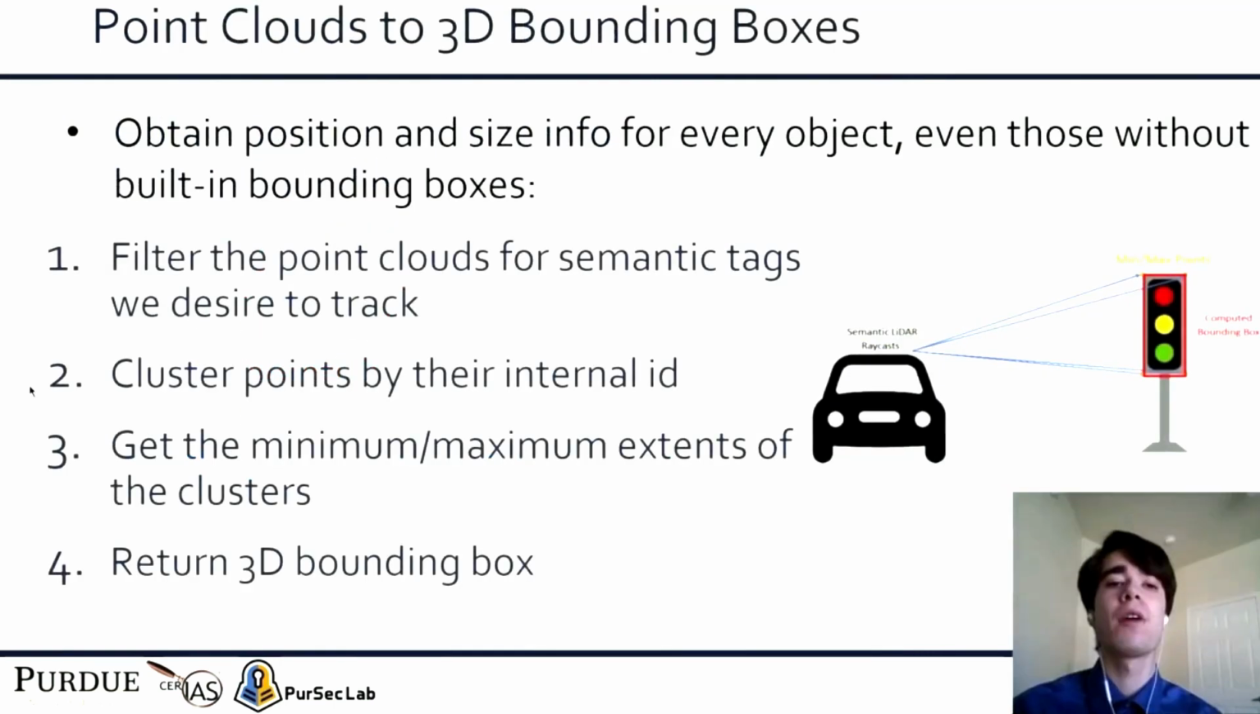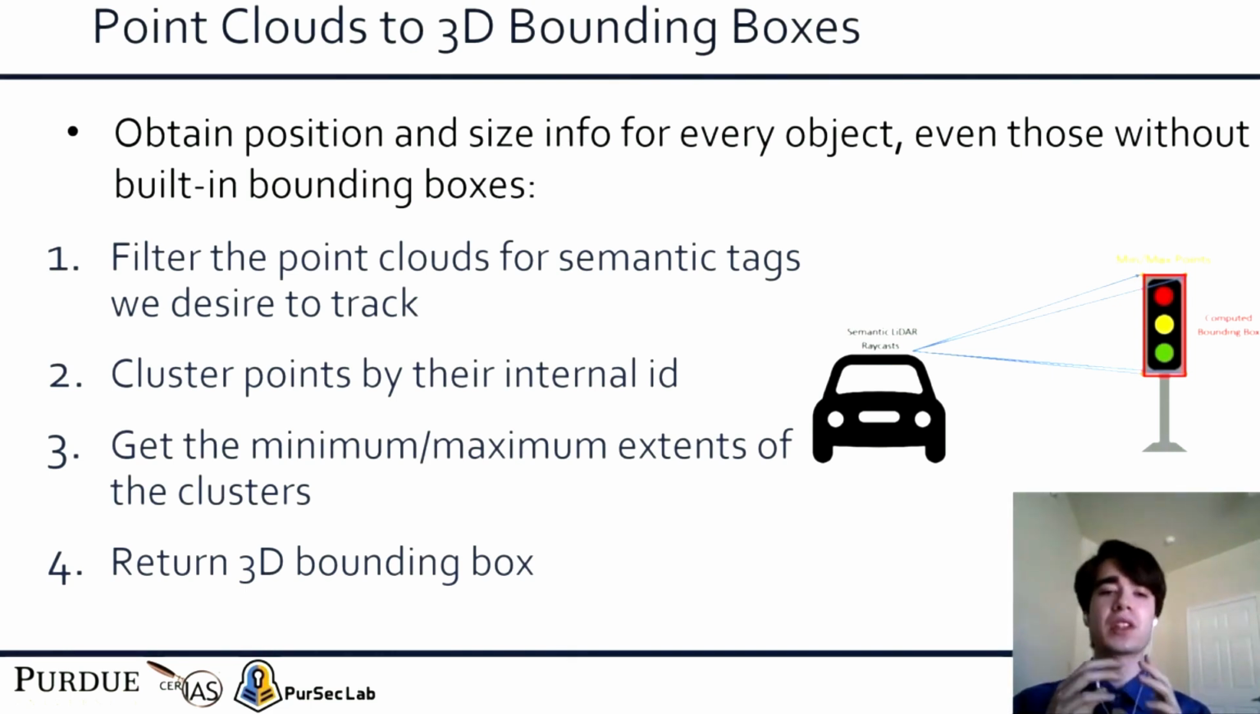How do we do that? First, we filter the point clouds for the semantic tags we desire to track. So let's say we already got all the car and pedestrian bounding boxes before, we just want traffic lights. So we will say, I only want my point cloud to be points that have the traffic light ID, as well as any other thing that you're going to be tracking. So we filter the point cloud by that. Now it's just a point cloud of the class we want.